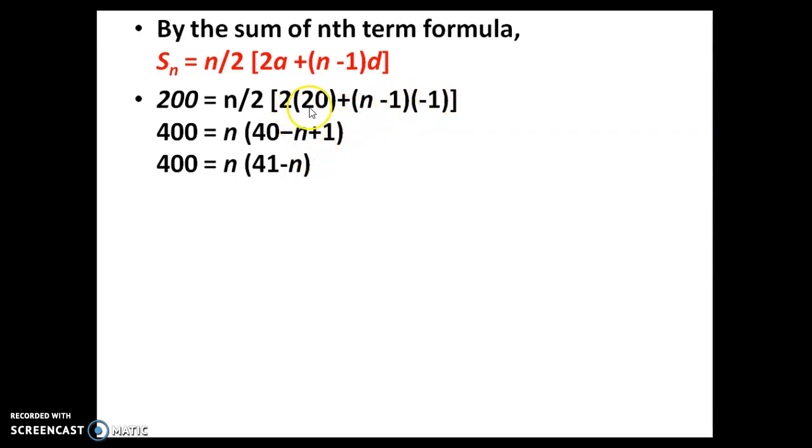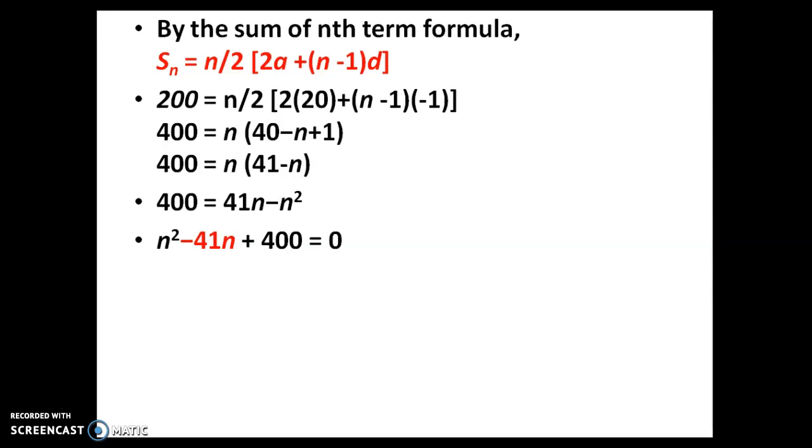So 2 into 20 is 40. This 2, which is in division here, when it goes to the other side of the equal to, will go as multiplication. That's why we are getting 400 here. Then we write it as an algebraic expression: n square minus 41n plus 400 equal to 0. Minus 41 is the middle term. We have to find n now.